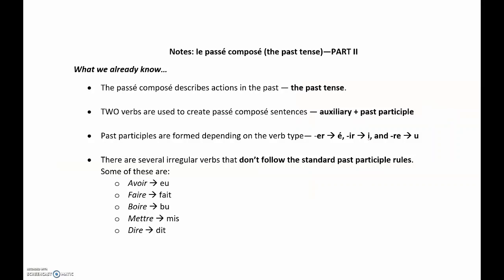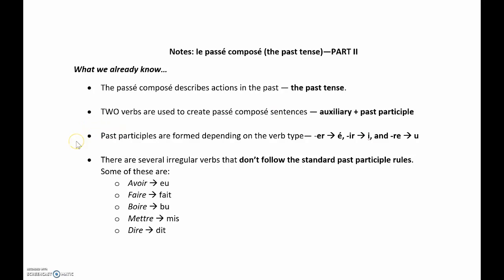Before we dive into the brand new material, let's just refresh our memories and review what we already know about the Passé Composé. So we already know that the Passé Composé describes actions in the past. We call it the past tense. We also know that we need two verbs to create Passé Composé sentences. We need our auxiliary, and we also need our past participle. Now, so far, we've been using avoir as our auxiliary, but today we're going to learn about a couple different verbs that use être as the auxiliary instead, and we'll talk about that in just a second.